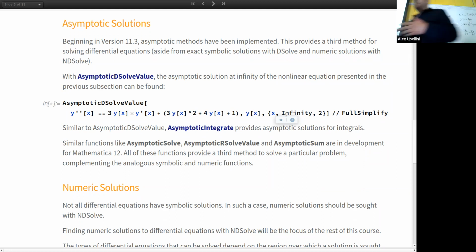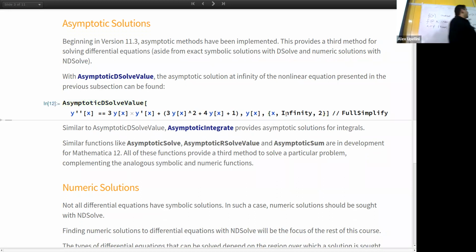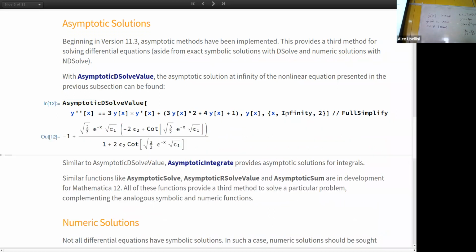In physics, maybe you are familiar with the WKB perturbation method, this type of thing. It's an asymptotic method. So here you have this differential equation, and you say, I want an asymptotic solution at infinity of order 2. So you say this, and you get in general a simple expression, depending on the scale of order x. And you get this solution.